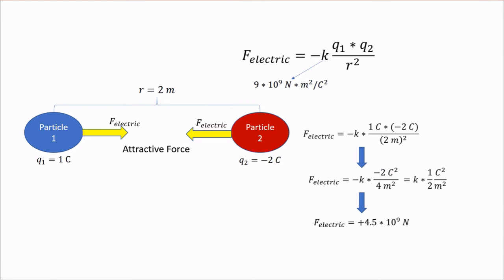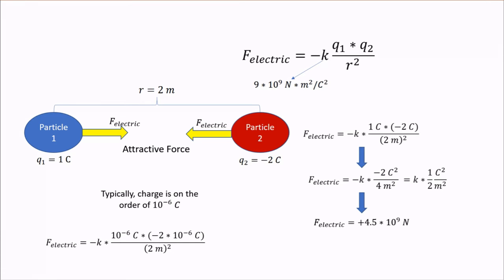Now, 10 to the 9th newtons is huge. We have never seen forces like that before. The truth is that even with electrostatic forces, you won't find this kind of force, because objects almost never have a whole coulomb of charge. Typically, charge is on the order of 10 to the minus 6 coulombs, or a millionth of a coulomb. So if our problem was actually with charges on that scale, we would find that the force is actually only 4.5 times 10 to the minus 3rd newtons, which is pretty small.